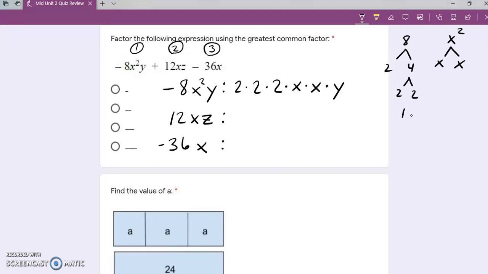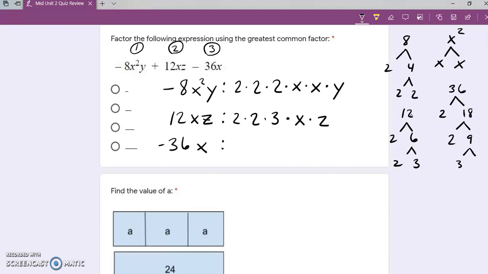Then I have the 12. The 12, 2 times 6, and then 2 times 3. So 2 times 2 times 3, and then I have an x variable and a z variable. They have to be separate because they're not the same. They don't have exponents. Then the last one, 36. So 36 is 2 times 18, 2 times 9, and then 3 times 3. So this time I have 2 times 2 times 3 times 3 times x.